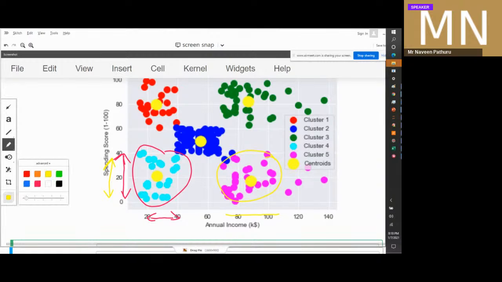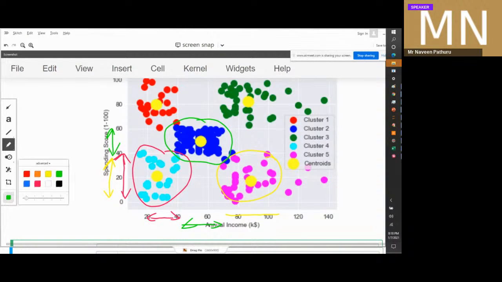Okay, then next come to, let's choose, the green one. Notice these guys are anywhere from $40,000 to $60,000 in earnings. And what's happening? They spend anywhere from 40 to 60 for every $100 they have.